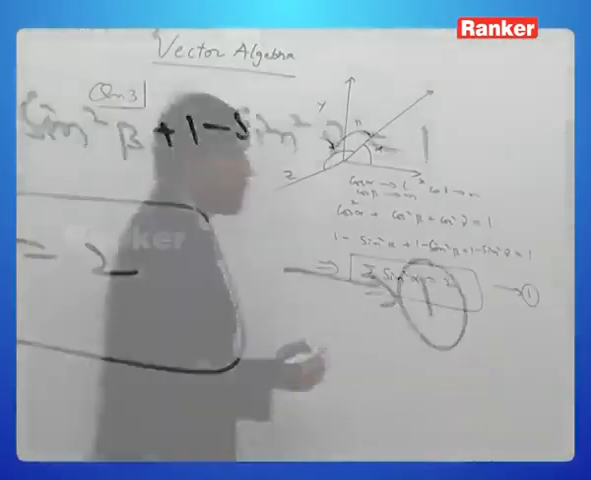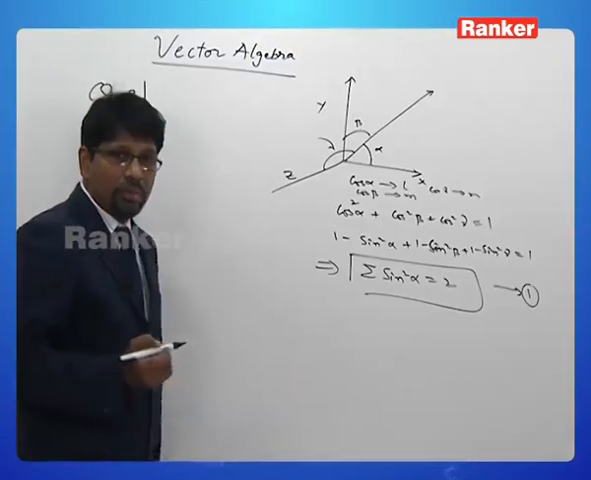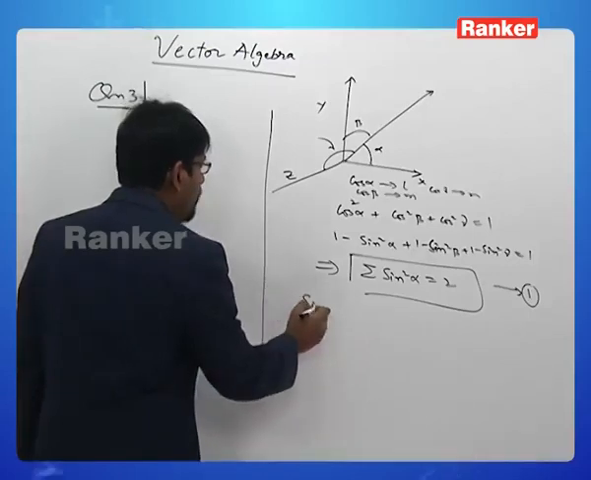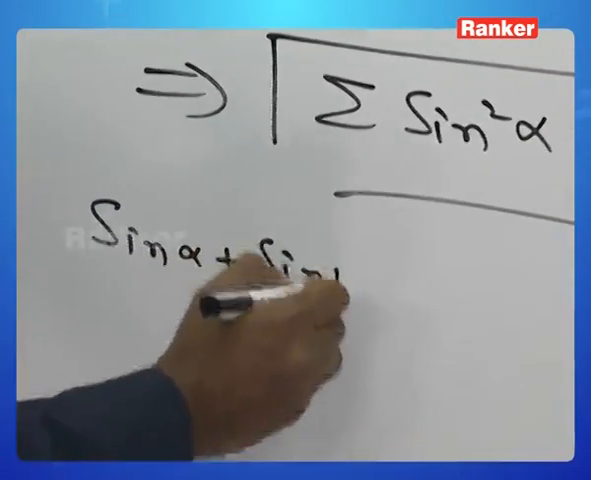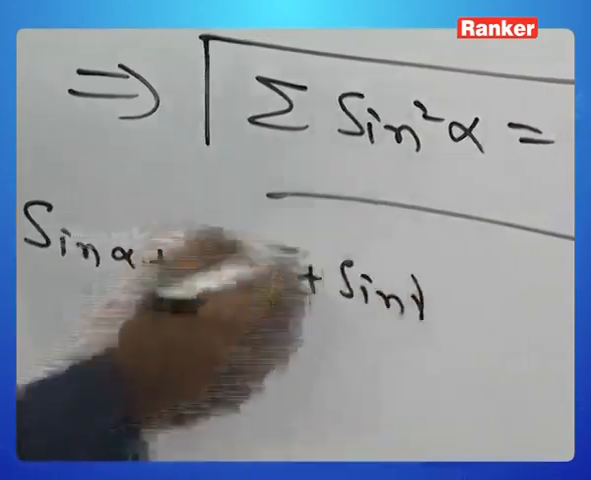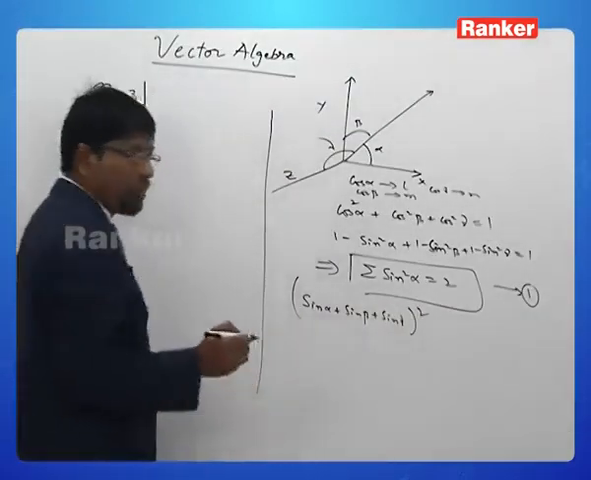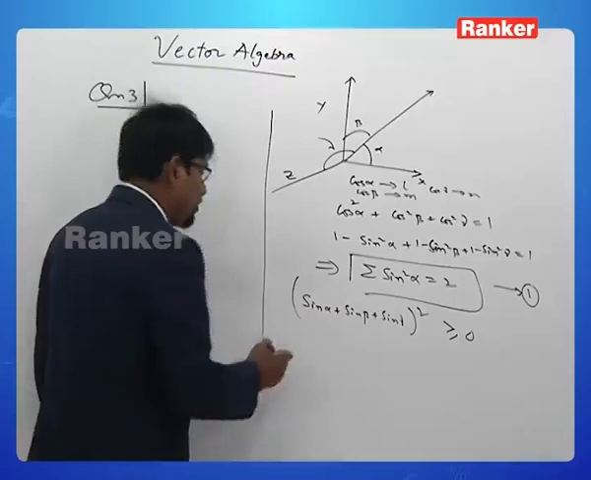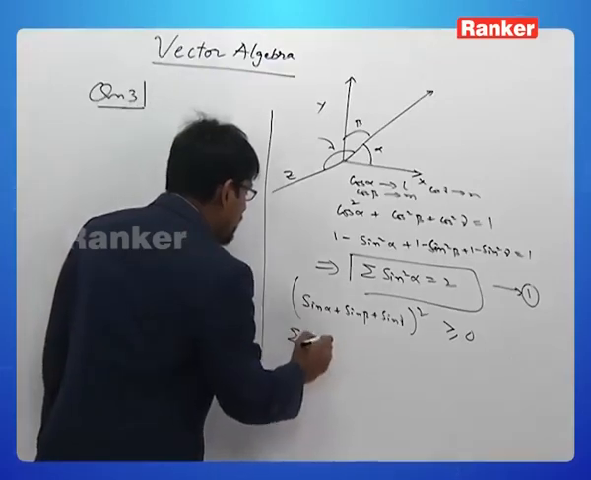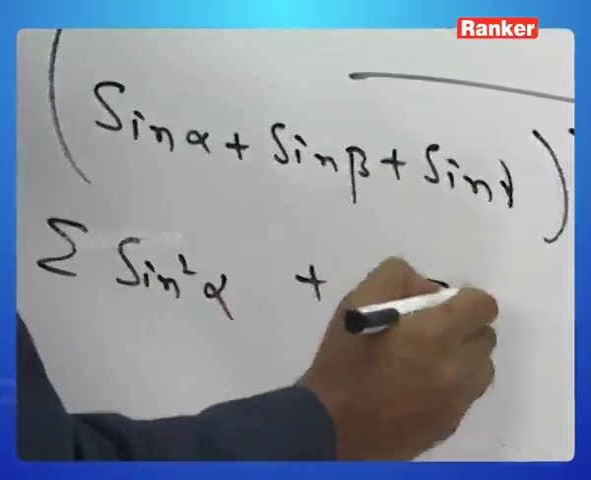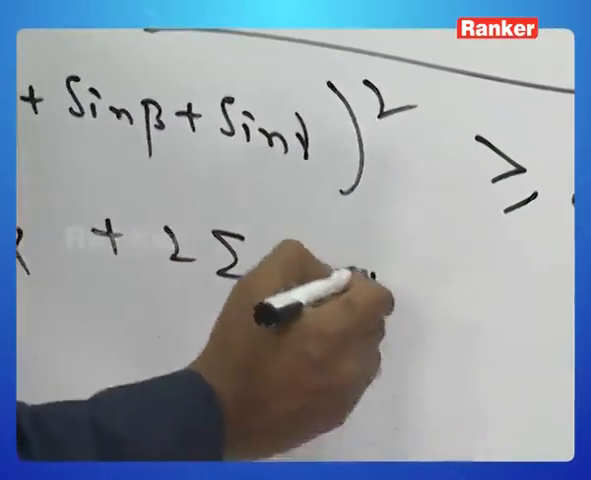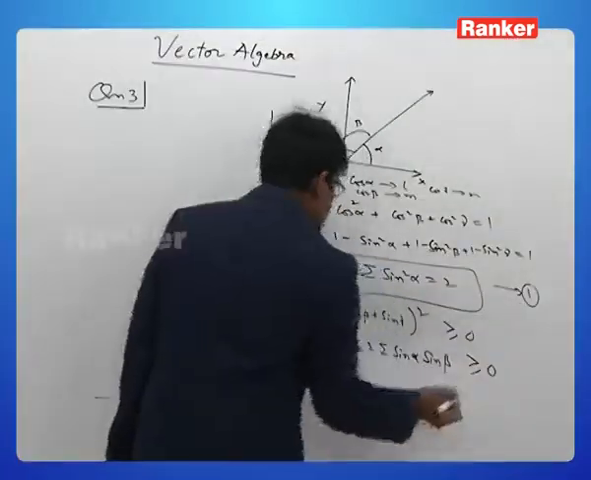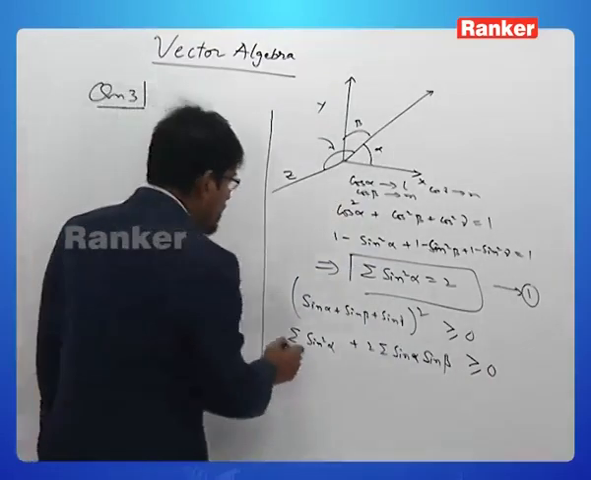Let's keep this result aside. Now one more thing here: sin alpha plus sin beta plus sin gamma, these three being real numbers, the square of their sum will have to be non-negative. The square of a real number has to be non-negative. What is this going to be? Sigma sin square alpha plus 2 times the mixed sum, sigma sin alpha sin beta, is greater than or equal to 0. But just now we have seen that sigma sin square alpha is equal to 2.